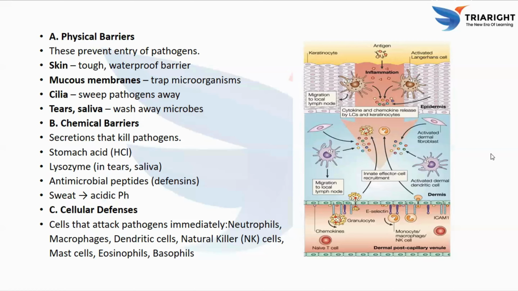So the overall process in the diagram is: the pathogen enters the skin, Langerhans cells capture the antigen, then keratinocytes release the cytokines, which produce the inflammation. The immune cells rush to the site, then the dendritic cells go to the lymph nodes and activate T and B cells. This shows how the innate immunity begins its defense and then activates the adaptive immunity, which takes more time. So this is how the innate immunity works.